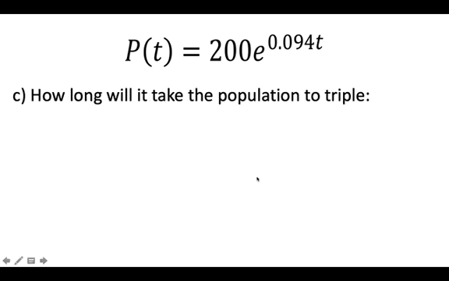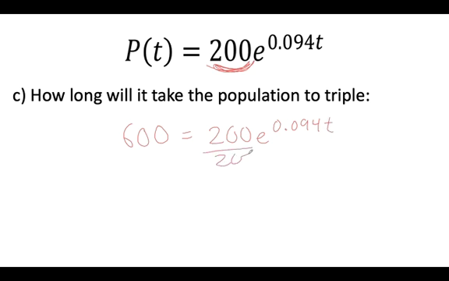Third kind of question, how long will it take the population to triple? So for this, if we're starting at 200, then to triple, it's just 3 times 200. So the population should become 600, equal to 200e to the 0.094t. I'm going to divide both sides by 200. That's my first step. These divide out. That leaves me with 3 equal to e to the 0.094t.